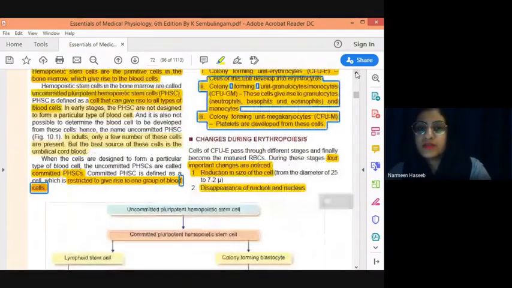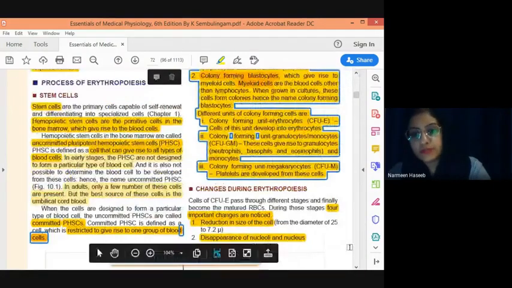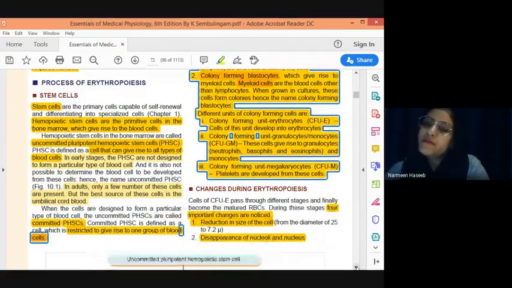This is just the generalized description of what we have seen in the flowchart. Now we are going to move towards the changes that occur during erythropoiesis. Specifically, what kind of cell a stem cell is, and then how it changes to become a red blood cell.